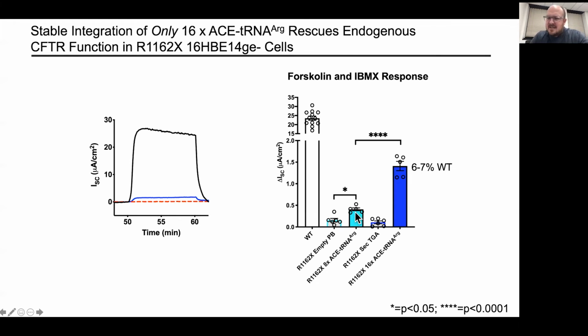And so what this tells us is that we're probably not saturating this effect, and that if we can get more copies of arginine ACE tRNAs into the cell, that the rescue of CFTR should be greater. And importantly, we expect to be developing delivery strategies that will far exceed only 16 copies of arginine ACE tRNAs.